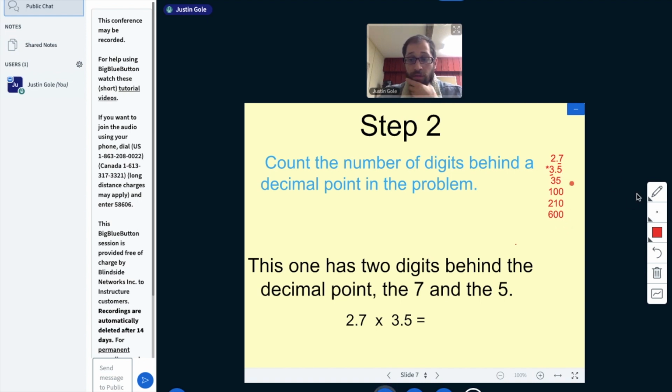We add all of these numbers up. Now we go down each column. 5, 3, 0, 1, and 0 is 4. And then 1, 2, and 6 is 9.